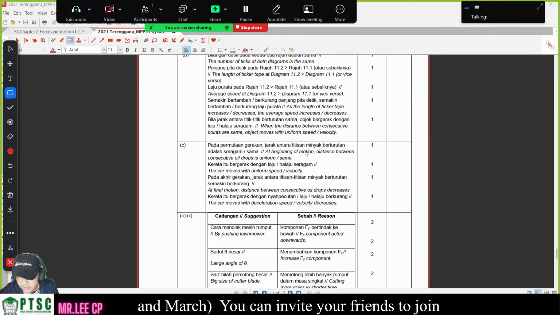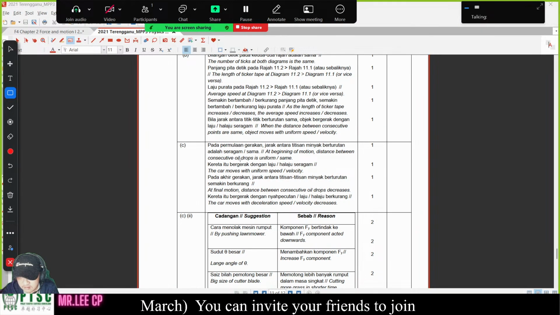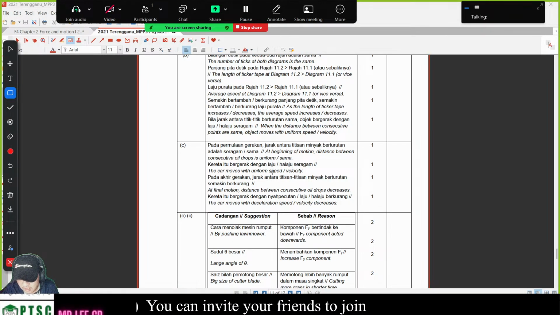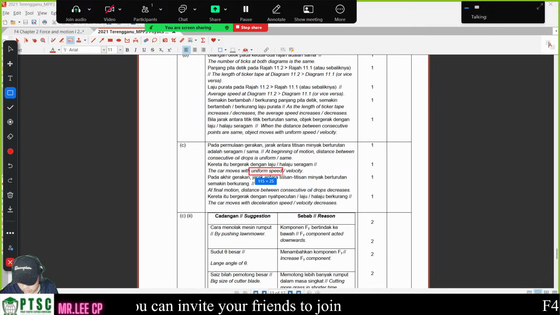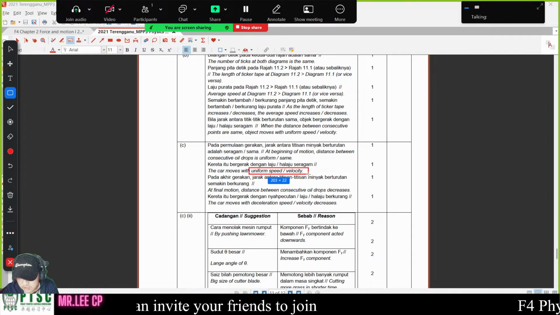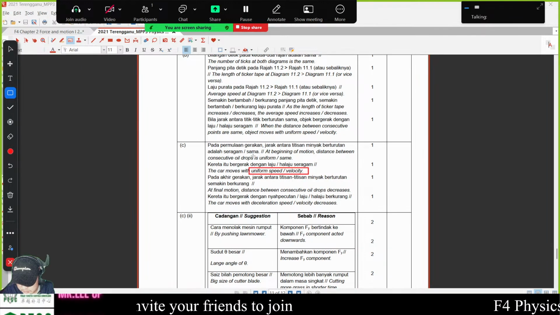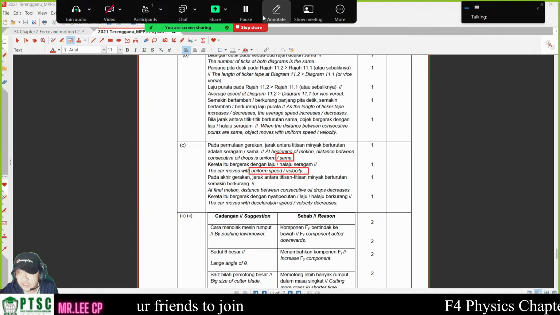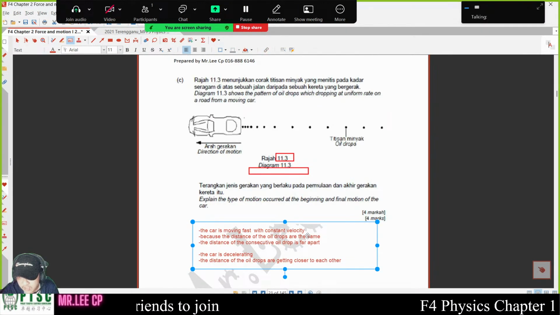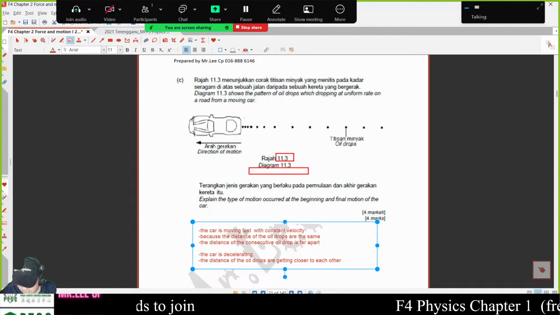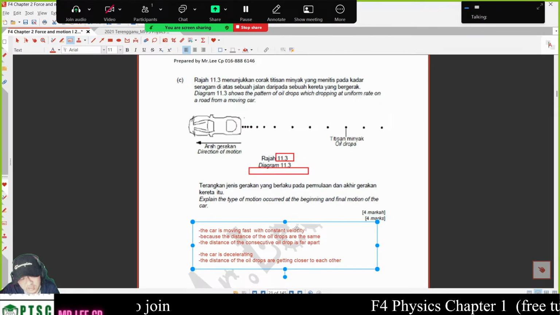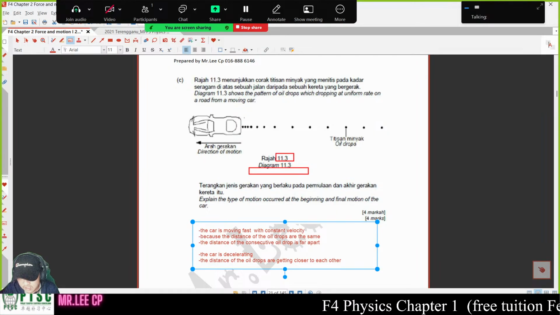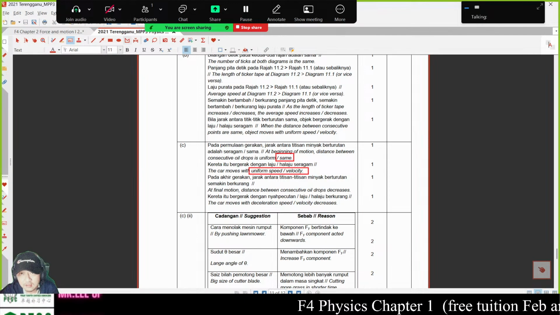Okay, here at the beginning, the distance between consecutive oil drops is uniform, all the same. So the car moves with uniform velocity or uniform speed. All right, uniform speed and same. So the keyword here is same. So what we have is same and then constant velocity. Okay, both are okay. They don't say fast here, right?